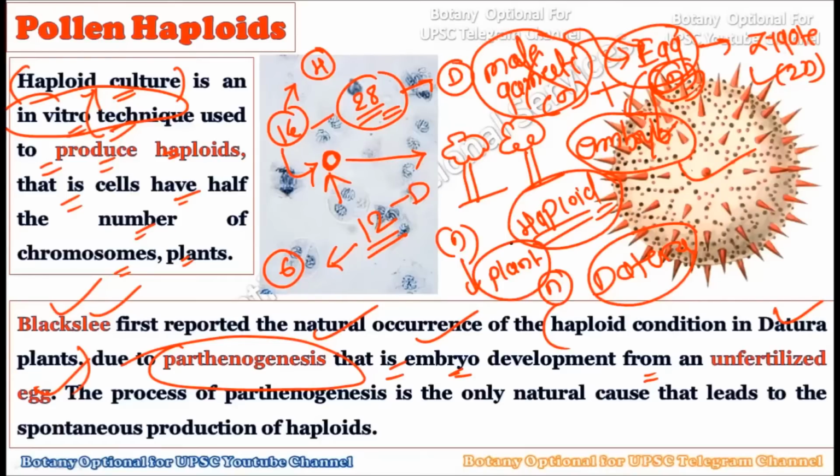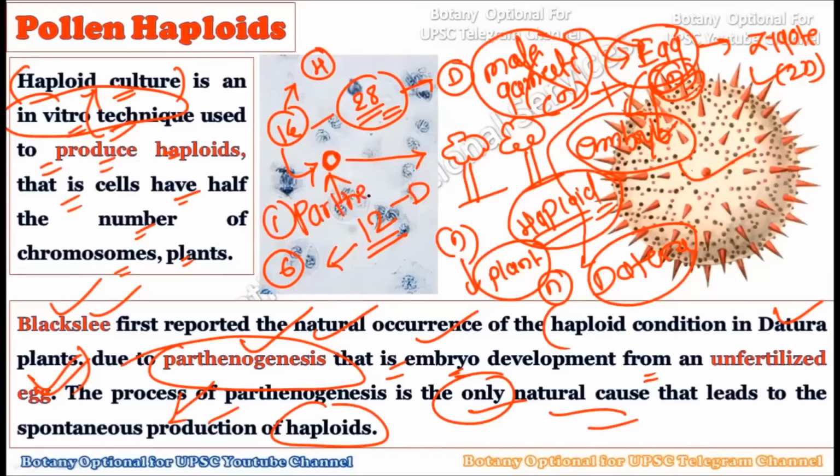So why do these haploid plants get created in the first place? Due to the process of parthenogenesis, in which, if there is an inability of fusion between the male and female gametophyte, the unfertilized egg will directly get converted into the embryo, and this embryo will directly convert into a whole new plant, which will be the haploid plant, right? Now, this process of parthenogenesis is the only natural cause that leads to the spontaneous production of haploids, okay? So in general, when you ask how haploids can be produced naturally, there is only one way, that is parthenogenesis. It is the only process occurring in the natural world where haploid plants are created.